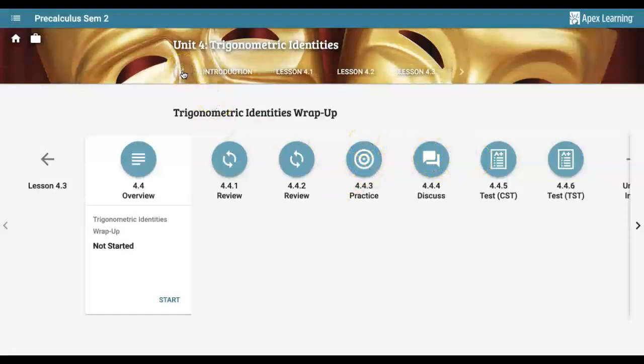Again, I know that this is quick, but that's the beauty of this pre-calculus semester 2 course. It's only about 2 days per unit. So let's get right into it here.